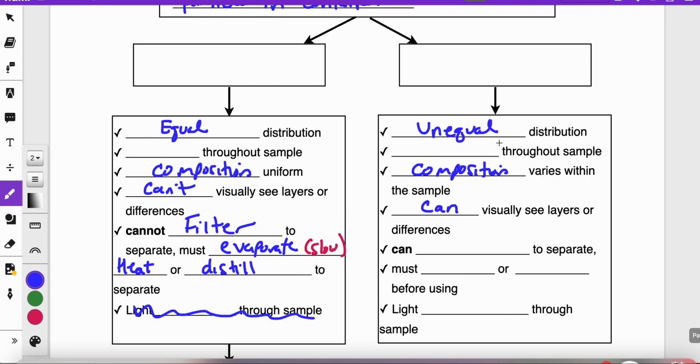Whereas if we have an unequal distribution, the composition varies, we can see visual layers, this would be the time that we could filter to separate the components. And a clue that you have unequal distribution of the particles in your mixture is because before you use it, you need to stir or shake before you put it into use. So now let's go back up.